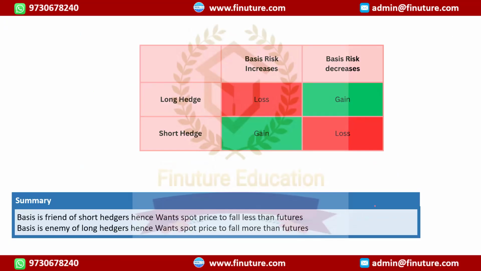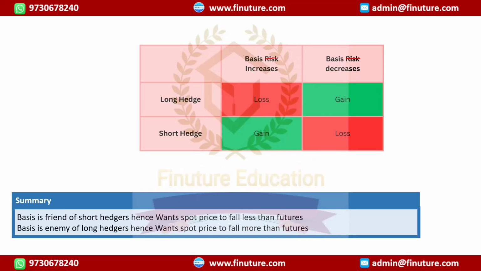Just remember this matrix. That above example was just for your basic, foundational understanding. Otherwise, just remember this: it should be basis strengthening or basis increases, not really basis risk. Basis increases or basis strengthening, and basis decreases or basis weakening.